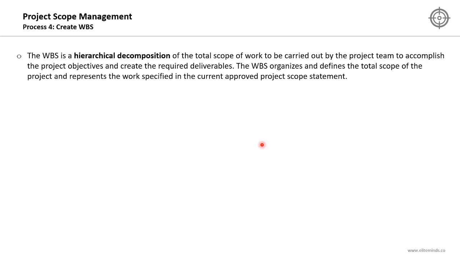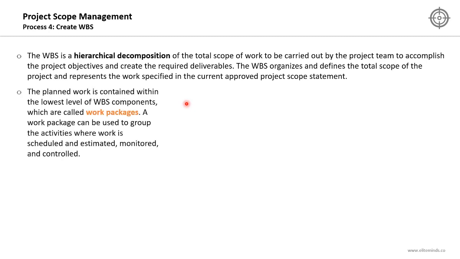The work breakdown structure is a hierarchical decomposition of the total scope of work to be carried out by the project team to accomplish the project objectives and create the required deliverables. At the top of this hierarchy, you will have the project deliverables, and then those deliverables will be decomposed into smaller parts. The work breakdown structure organizes and defines the total scope of the project and represents the work specified in the current approved project scope statement. So the key input in order to develop the work breakdown structure is the project scope statement, as the project scope is described in detail, and the deliverables of the project are documented in the project scope statement as well.